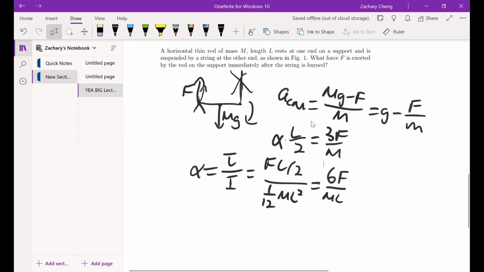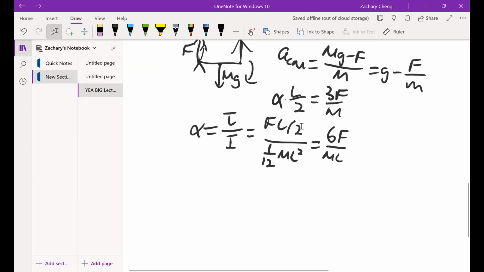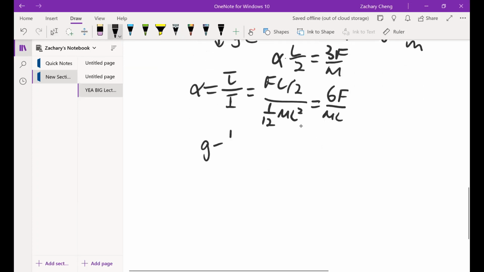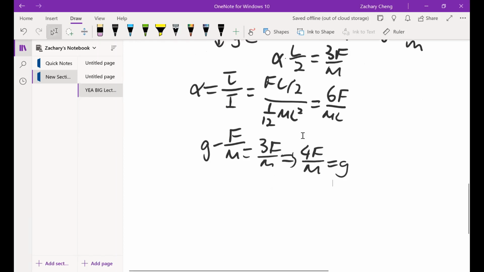And we have that this has to be equal to a_CM. So then we have g minus F over m is equal to 3F over m. So 4F over m is equal to g. So this just means that F, the force we're trying to find, is just mg over 4. That's the answer. That was a pretty easy problem.